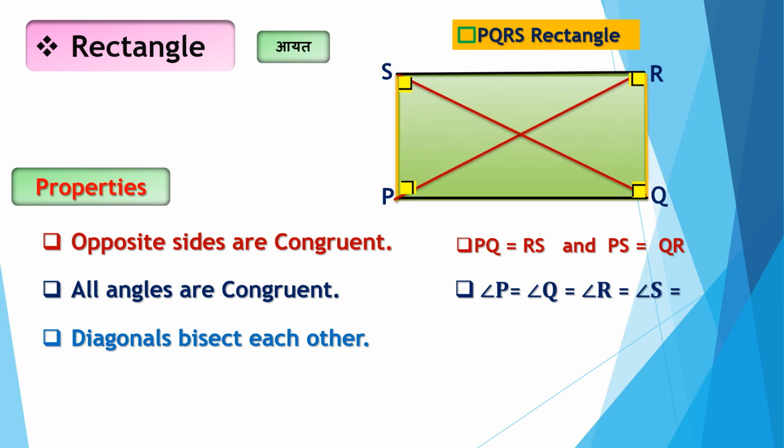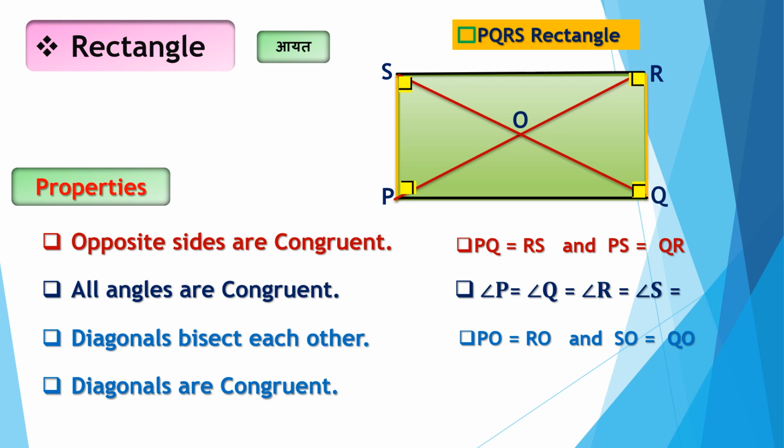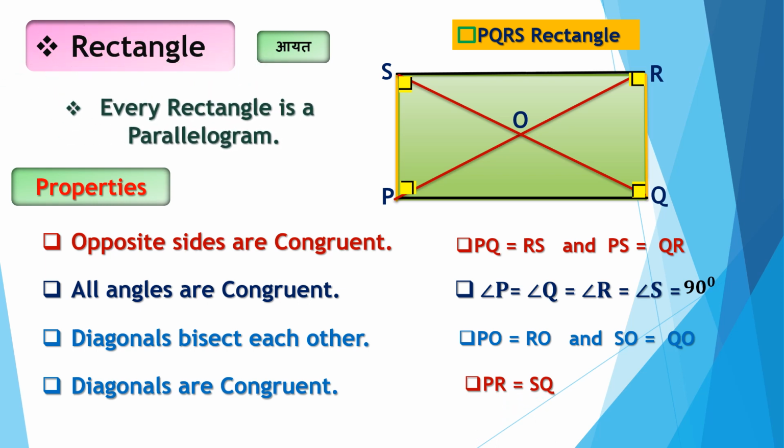Diagonals bisect each other. Here we see diagonal PR and diagonal QS intersect each other at point O and they bisect each other. That means PO is equal to RO and SO is equal to QO. Diagonals are congruent to each other. The length of PR is equal to the length of QS. And every rectangle is a parallelogram.